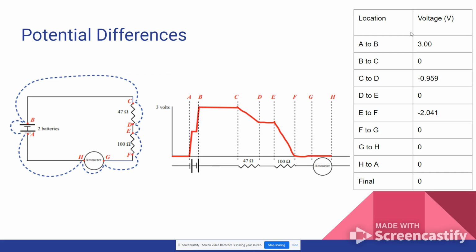When looking at the potential differences in a series circuit, they do not change across a wire, they only change across resistors and batteries. So for the 47 ohm resistor, the voltage decreased by 0.959, and for the 100 ohm resistor, the voltage decreased by 0.2041, and increased by 3 volts at the location of the batteries. But across the ammeter and other parts of the circuit, the voltage stayed the same.